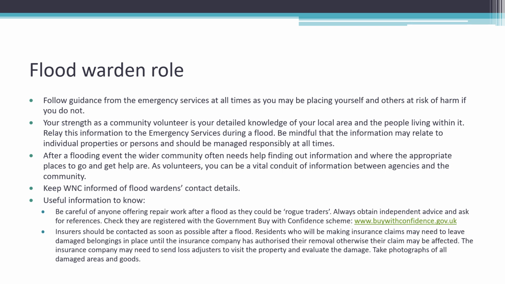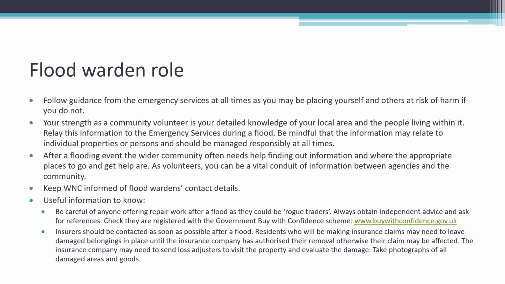Please follow guidance from the emergency services at all times. The emergency services take the lead during a flood event, so be sure to follow their advice, as you may be placing yourself and others at risk of harm if you do not. And if you are told to evacuate from an area, follow the guidance you are given.